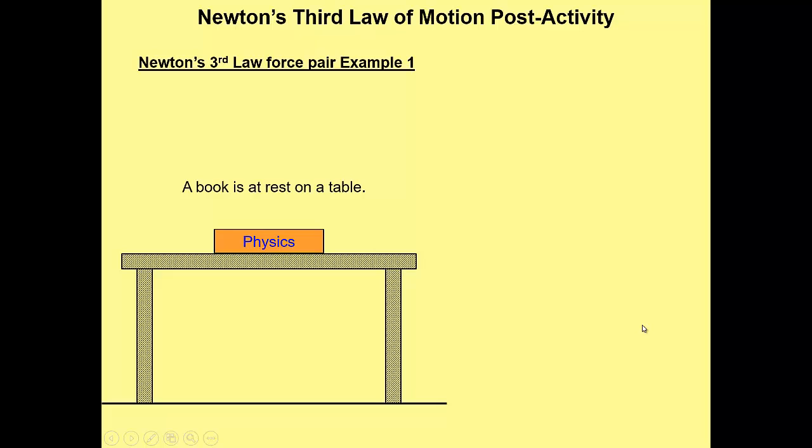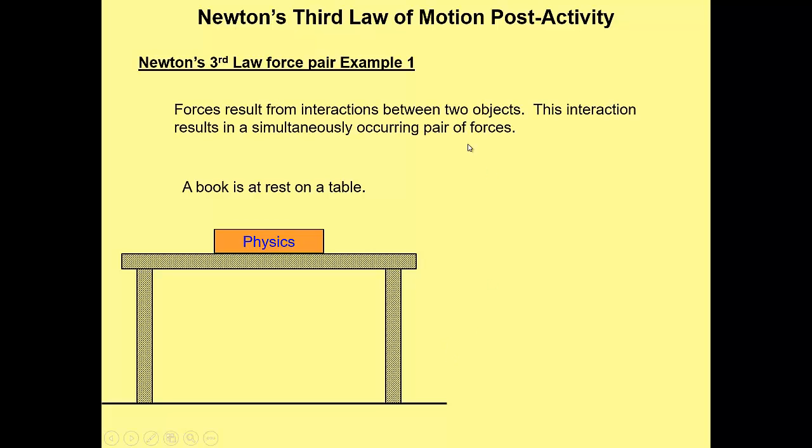So let's take a look at a couple of examples and talk through the Newton's third law interaction that's taking place. Here we have a simple case of a book resting on a table. Of course, there's a Newton's third law pair going on here. These forces that result from interactions between the book and the table result in a simultaneously occurring pair of forces.